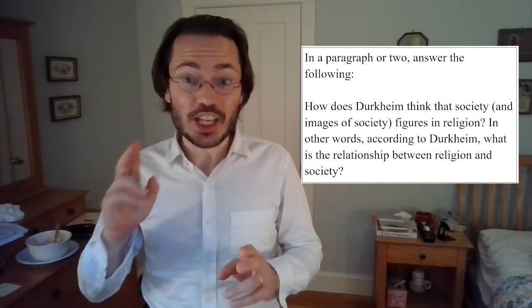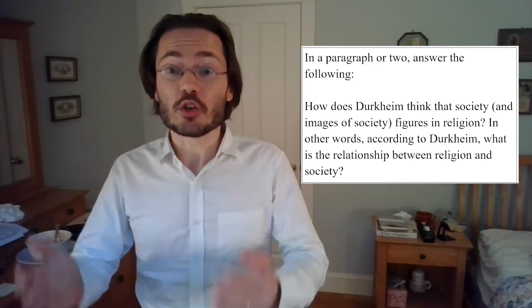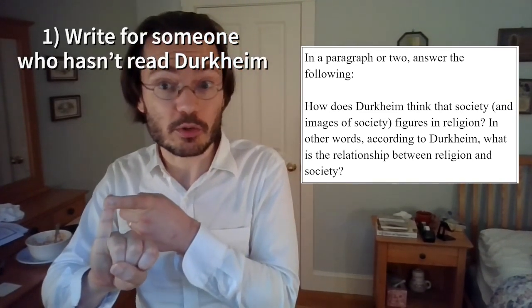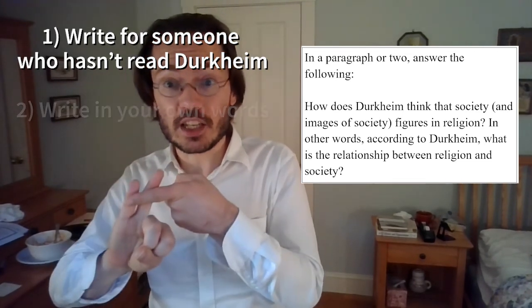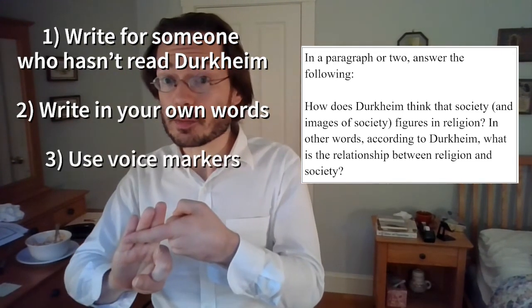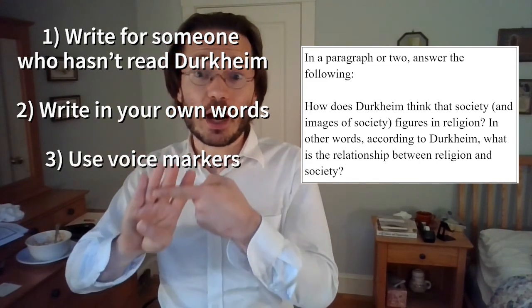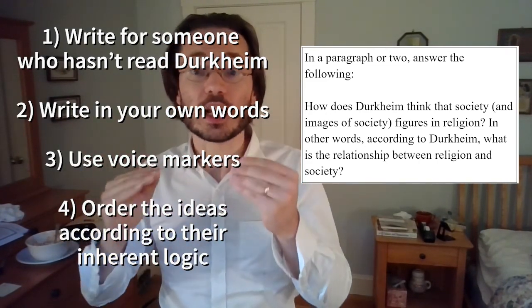How does Durkheim think that society and images of society figure in religion? In other words, according to Durkheim, what is the relationship between religion and society? This professor is not telling you to summarize Durkheim. However, she is asking you to explain your own understanding of Durkheim's ideas. And to do this assignment well, you are going to have to write in a way that would be understandable for someone who hasn't read Durkheim. You're going to have to write in your own words. You're going to have to use voice markers, and you're going to have to order the ideas according to their own inherent logic.